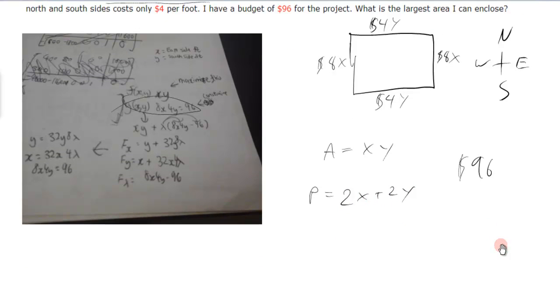So therefore, how do we convert these into money? Well, it's the number of feet times the amount per foot. So our $96 is going to be equal to 8 times 2x plus 4 times 2y. So therefore now our constraint equation would be 16x plus 8y equals 96.